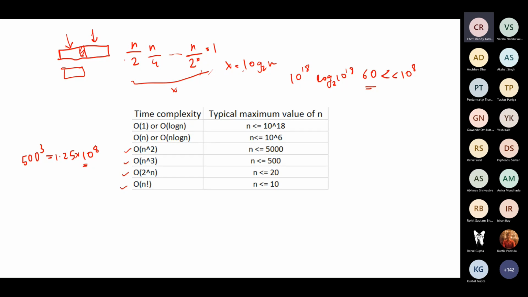Any questions? Hello. Yeah. Why have we limited O of 1 for input size to be lesser than 10 to the power 18?